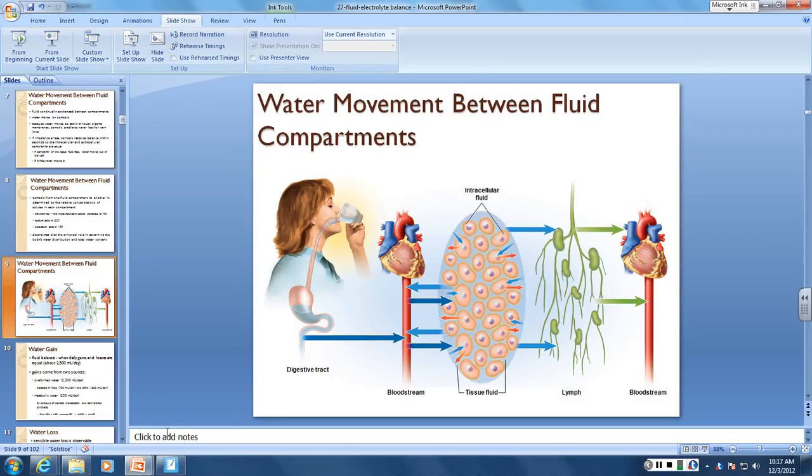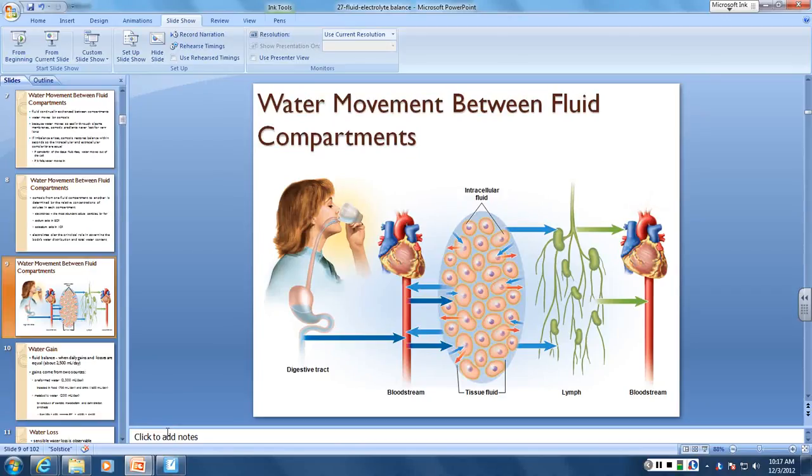So I wanted you all to understand osmolarity. Again, osmolarity has to do with the amount of solute dissolved in solution. So fluid moves between interstitial fluid and the bloodstream. And once we get into the tissues, some of that fluid outside of the cell can go into the cell.